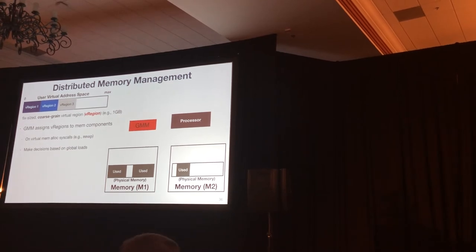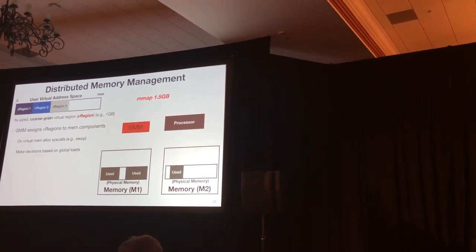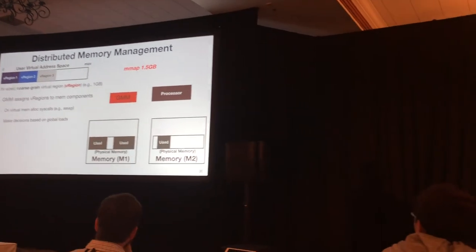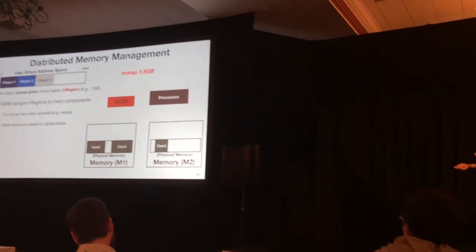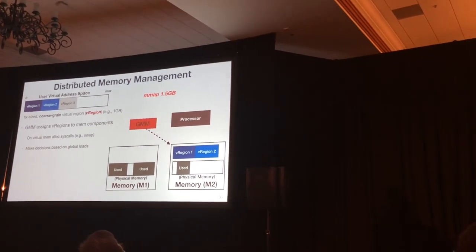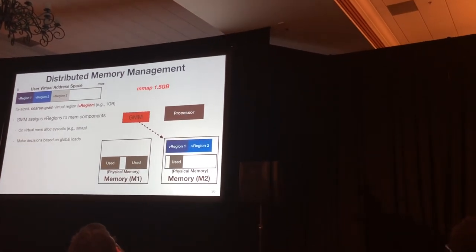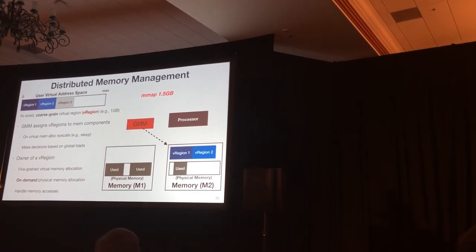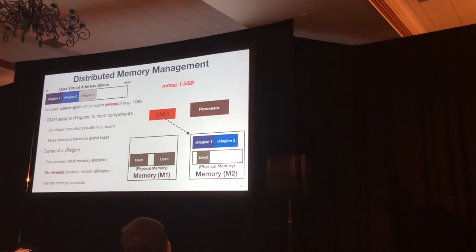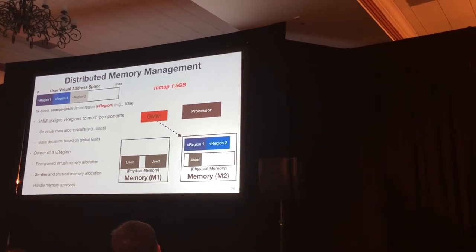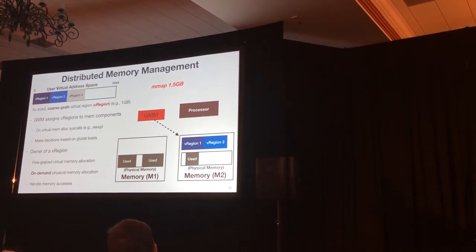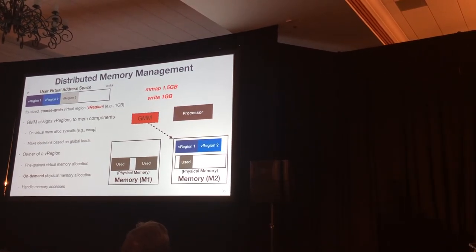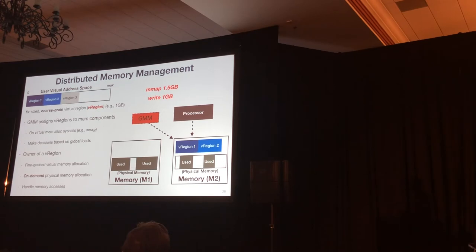So in this example, the application tries to mmap 1.5 GB, so GMM needs to create two vRegions. And GMM chooses M2 because M2 has more physical memory available. After a vRegion has been created, the owner of the vRegion can do fine-grained resource allocation, virtual memory allocation, and it will allocate physical memory on demand. So in this case, the application further writes 1 GB of data, and M2 will allocate 1 GB accordingly.